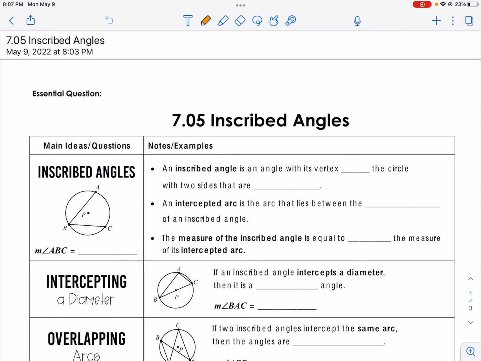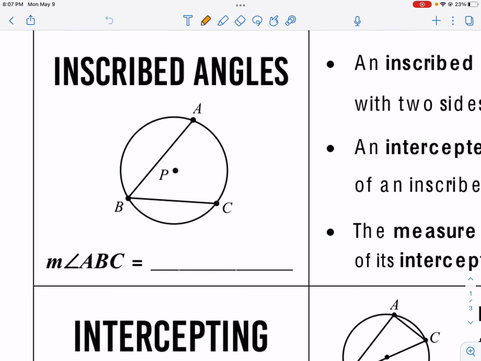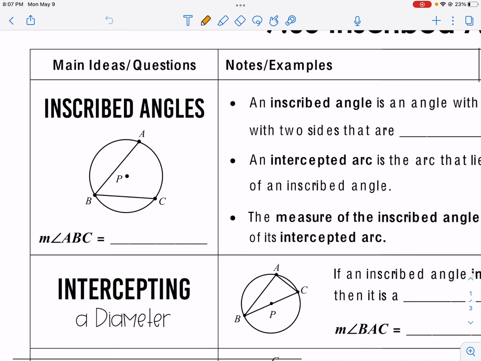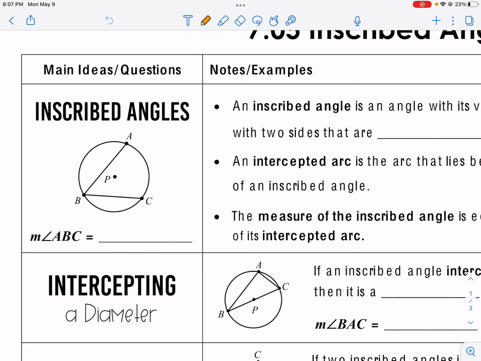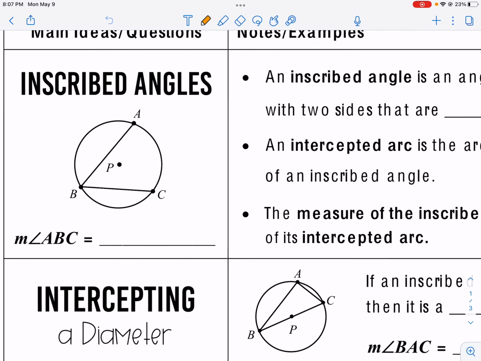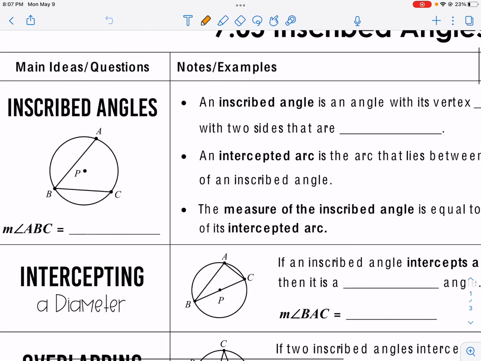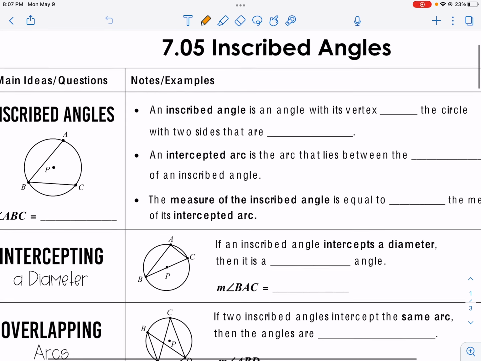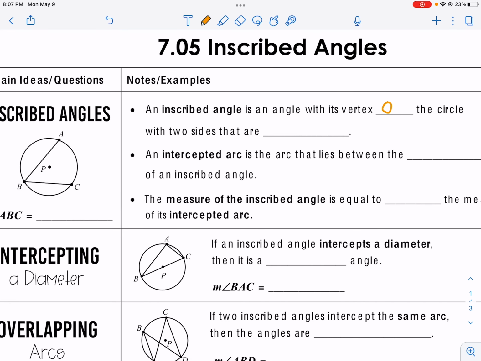Alright, today let's learn about inscribed angles. Some main ideas for inscribed angles: for this example, the inscribed angle is going to be inscribed angle ABC. An inscribed angle is an angle with its vertex on the circle and the two sides that are chords.